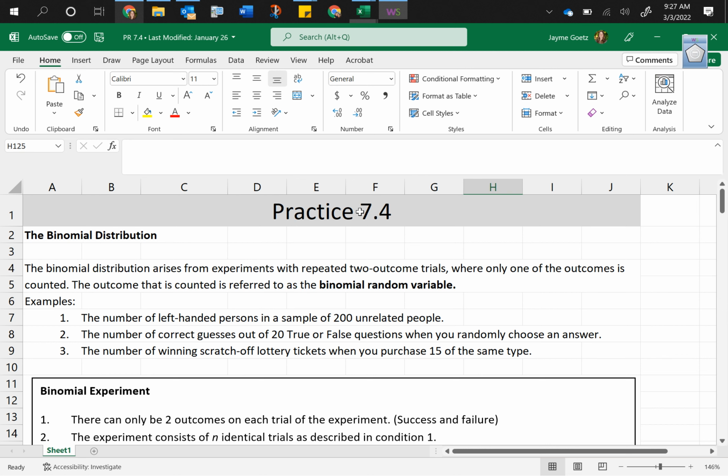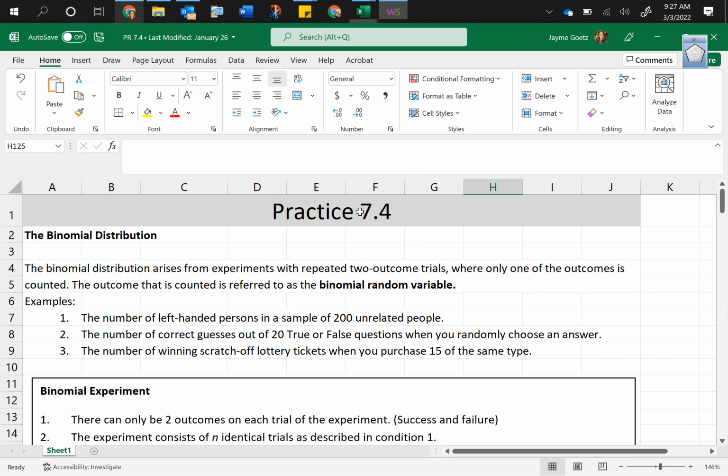One of the outcomes is counted. Here's what I mean by that. When you have a binomial distribution, you either have success or failure. Those are your two outcome trials. Either something happens or it doesn't. So if you're flipping a coin and you want to get heads, you either get heads or you don't. Does that make sense? The outcome that is counted is referred to as the binomial random variable.